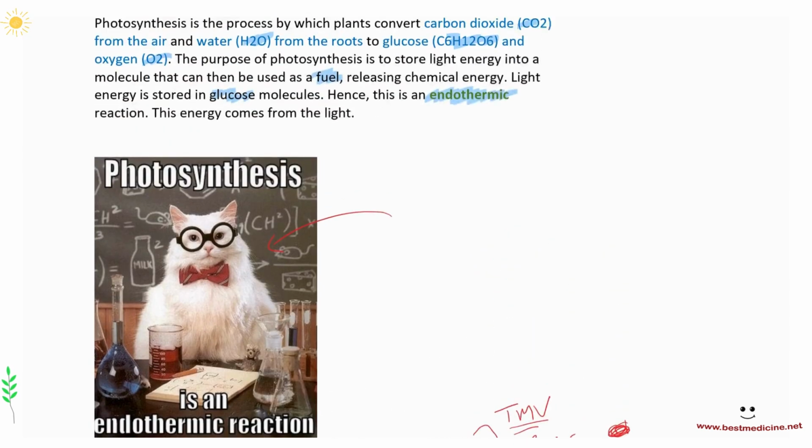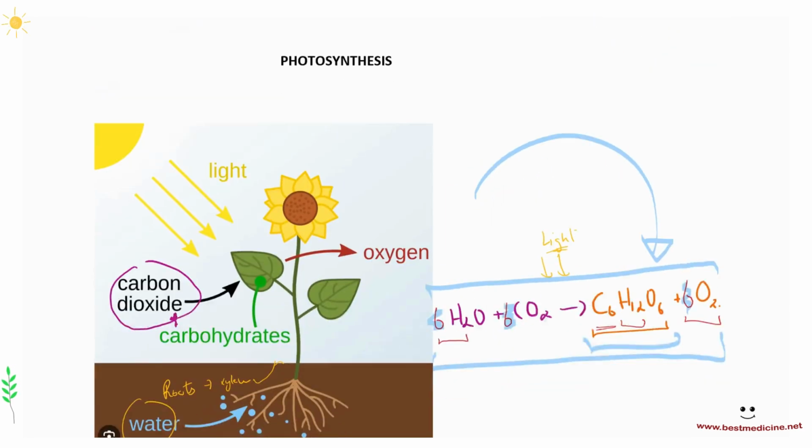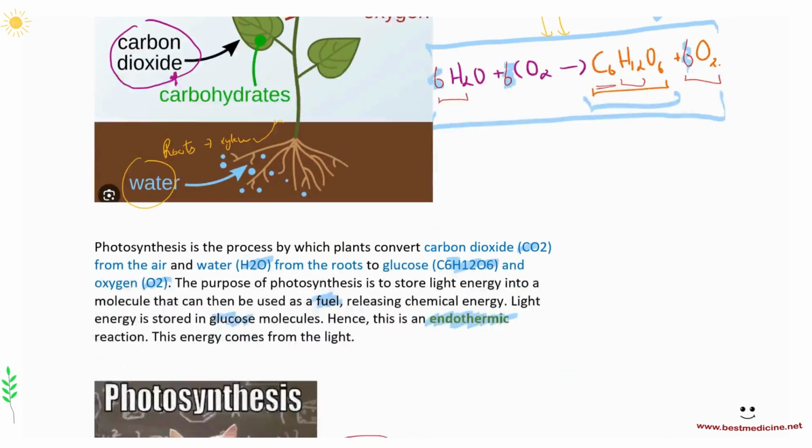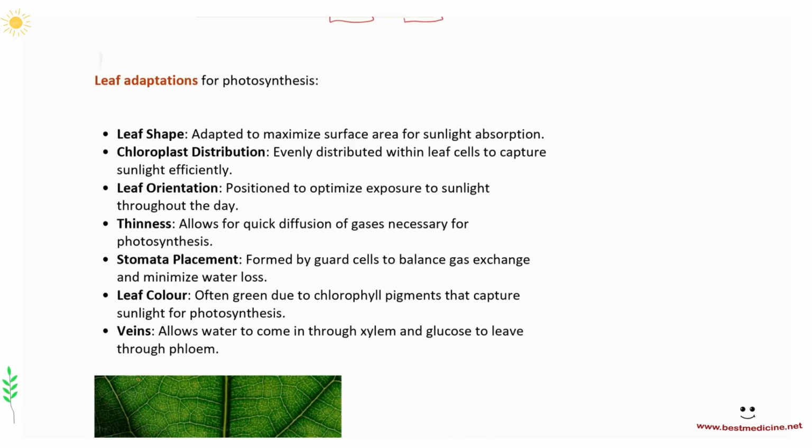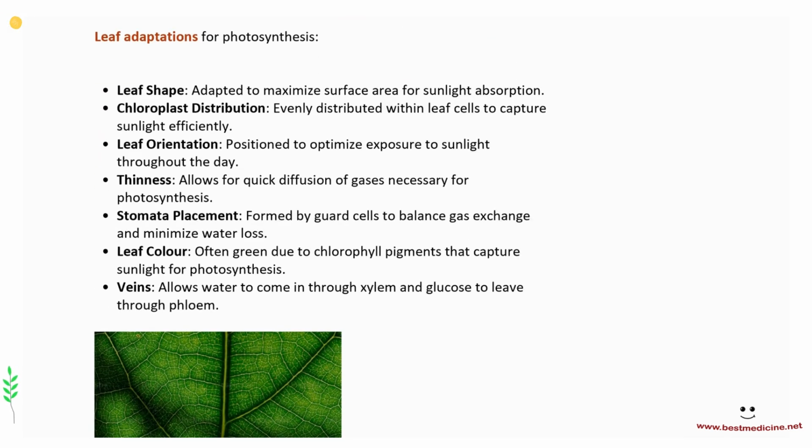So what are some of the leaf adaptations for photosynthesis? I think we know most of them because we've been studying it for a long time now. Number one, the leaf shape, of course, right? The leaf is usually very wide. There are some exceptions in certain plants like pine trees and cacti, but generally leaves have a wide area. They're adapted to maximize the surface area for sunlight absorption.